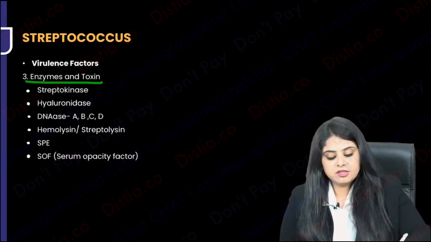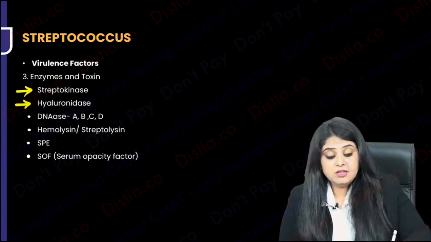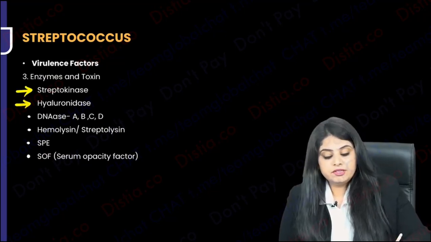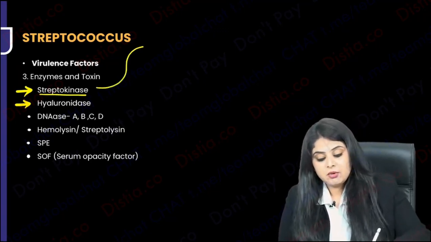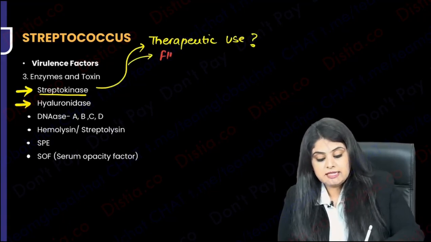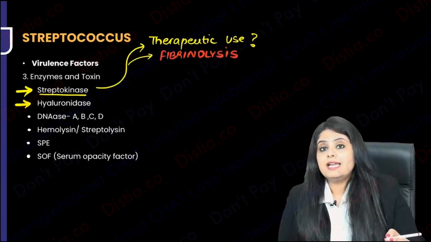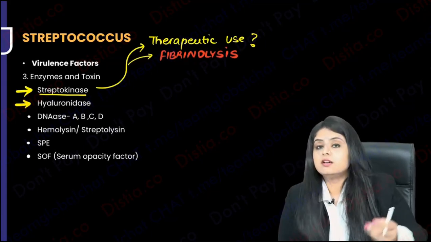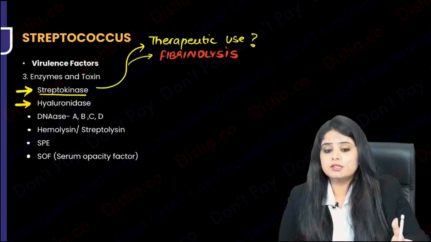Now we go on to the enzymes and the toxins. I can see a lot of things. It has streptokinase. It has hyaluronidase. Now, what are the two things to do with this? First, what is streptokinase? Obviously, this is its virulence factor. But how do I use it? If someone asks you, what is the therapeutic use of streptokinase? Please note that streptokinase is a fibrinolytic agent. It causes fibrinolysis. That is why I use it in so many cardiac patients, where you want fibrinolysis and clot breakage to occur.